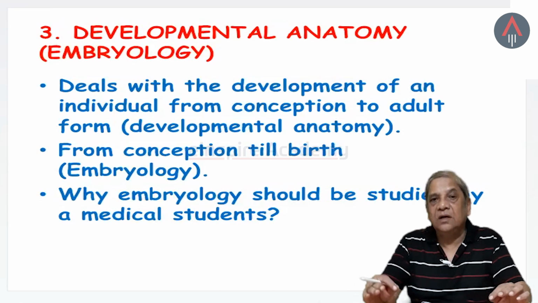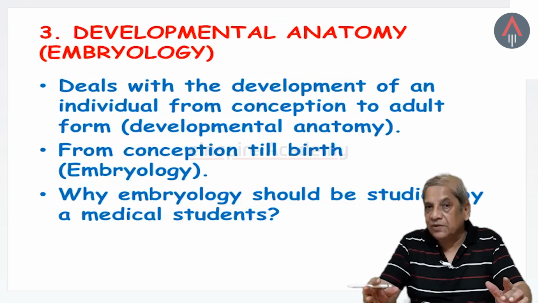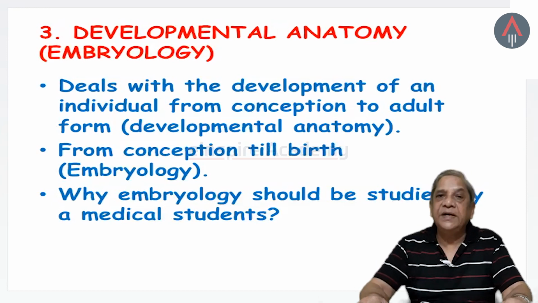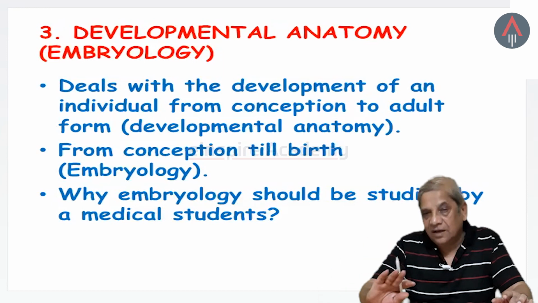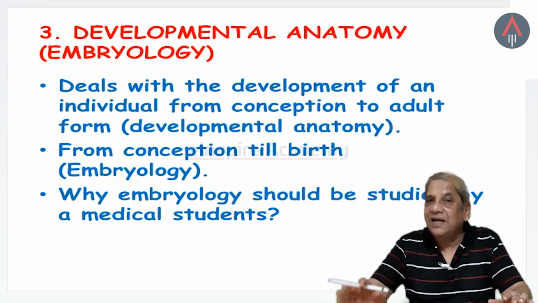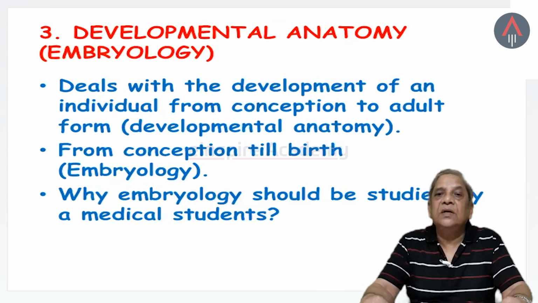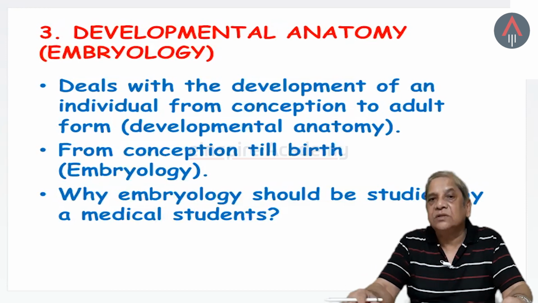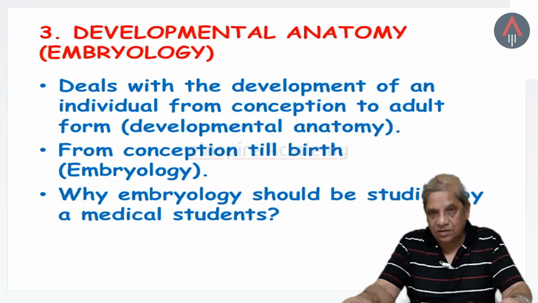So when a patient is brought to you with congenital anomalies, you should be able to diagnose, meaning find out, whether that particular defect is embryological in origin or some other cause is there. And once it is decided that it is of embryological origin, then you should also tell the parents of the child that this must have occurred because of this reason, and whether that defect can be treated or not.